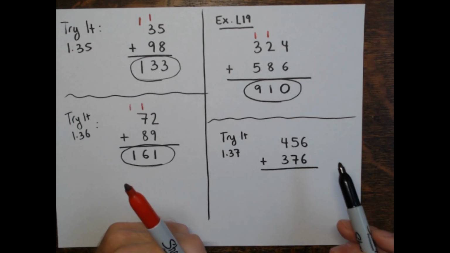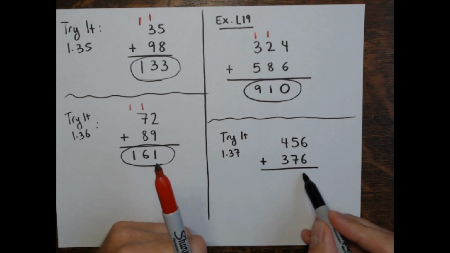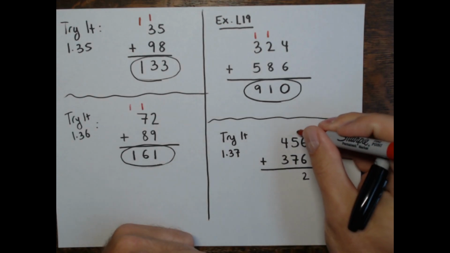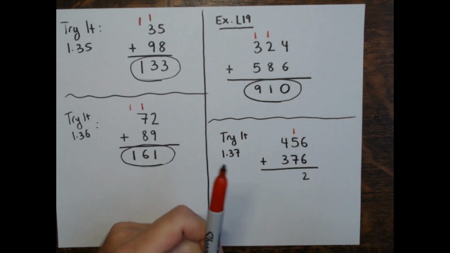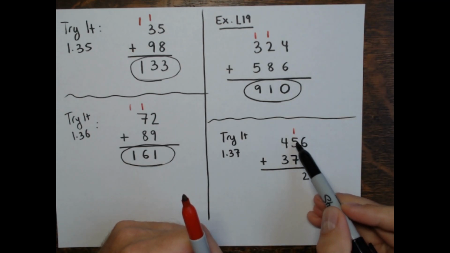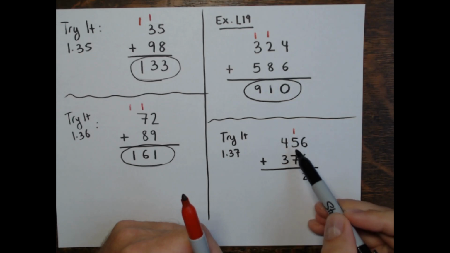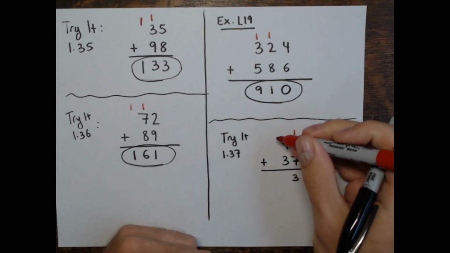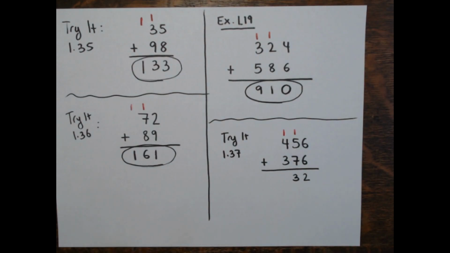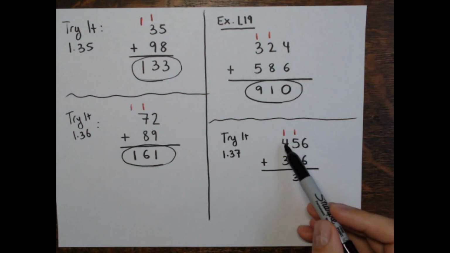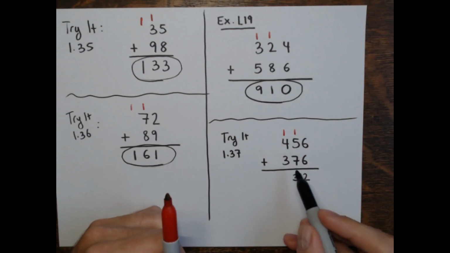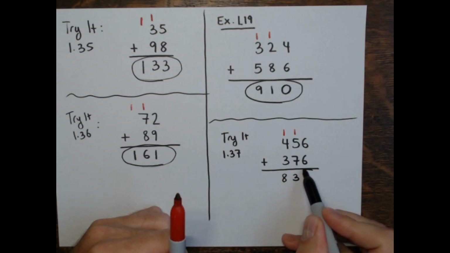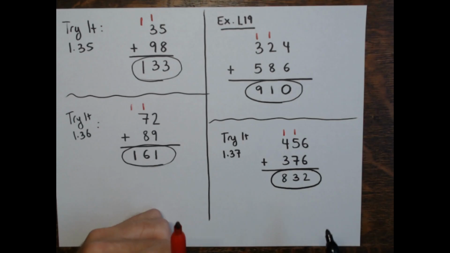Starting at the ones, 6 plus 6 is 12. So I got 2 ones and 1 10. 1 plus 5 is 6. 6 plus 7 is 13. So you got 3 tens and 100. And then finally in the hundreds place, 1 and 4 is 5. 5 and 3 is 8. That's 8 hundreds. Right? So this sum is 832.